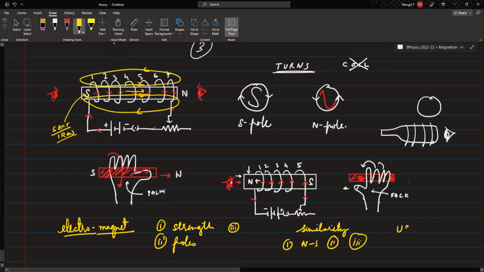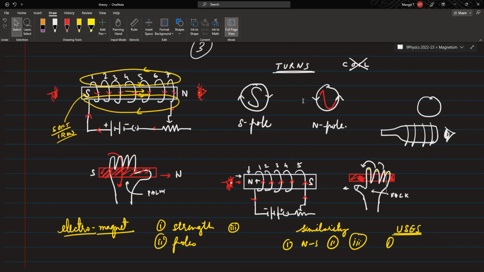And the final thing is uses. It can be used in a scrapyard to remove junk. It can be used in loading and unloading in a shipping dock. It can be used to remove metal particles from a wound. So these are some of the uses of an electromagnet. Electromagnets are used in the electric bell. They are used in DC motors and AC generators.